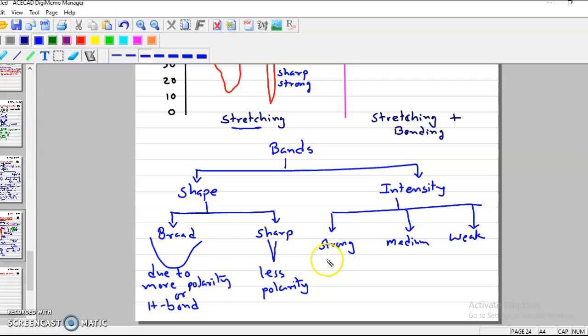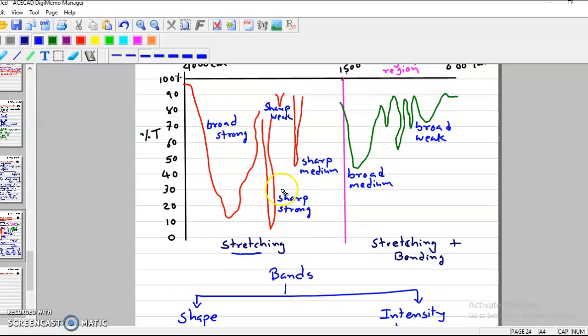Okay, if absorption is greater than 80%, that means transmission is less than 20%, then it is called strong band. If absorption is nearly 50%, plus or minus 10, then we call it medium band. And if absorption is nearly less than 20%, then it is called weak band. So this way we classify bands like this.